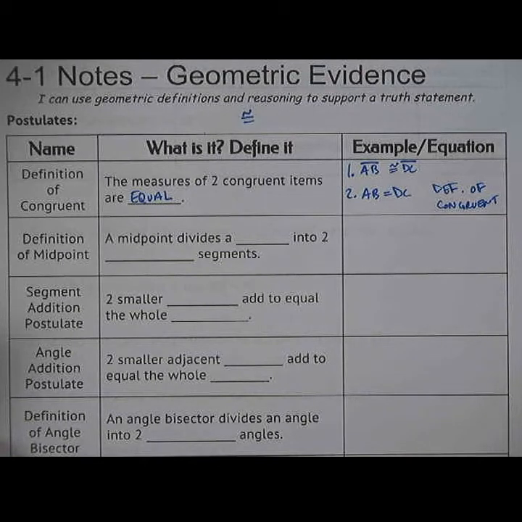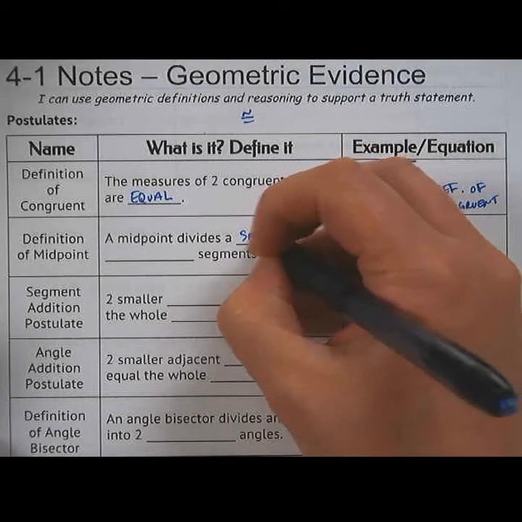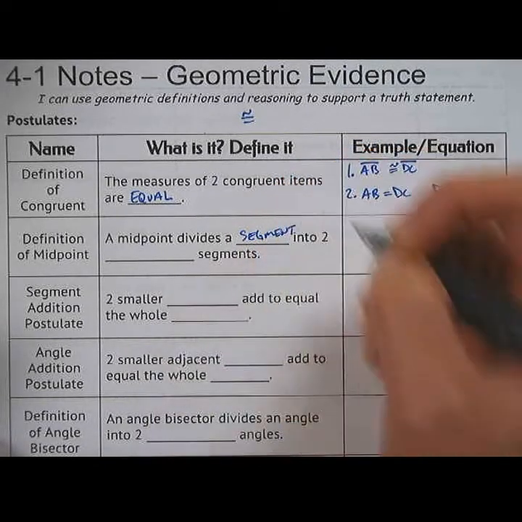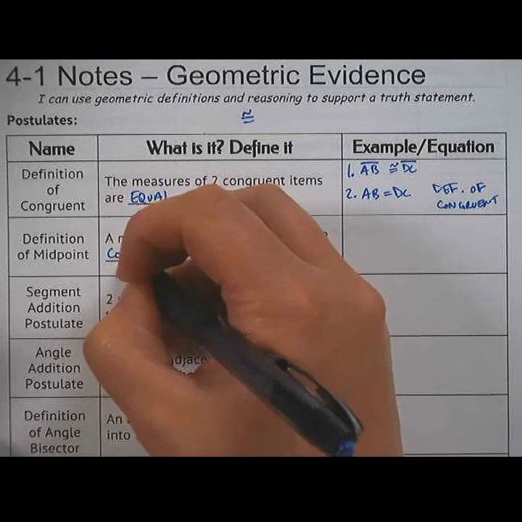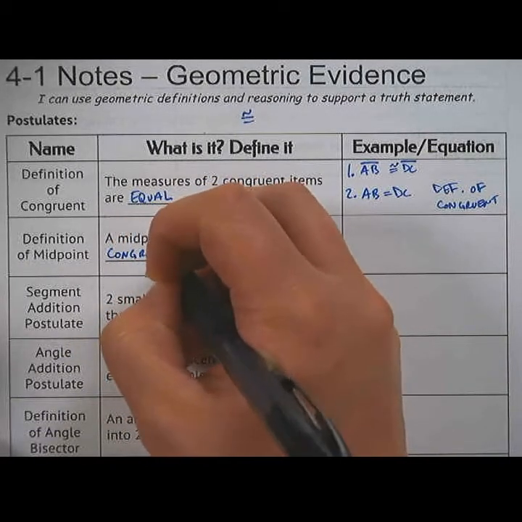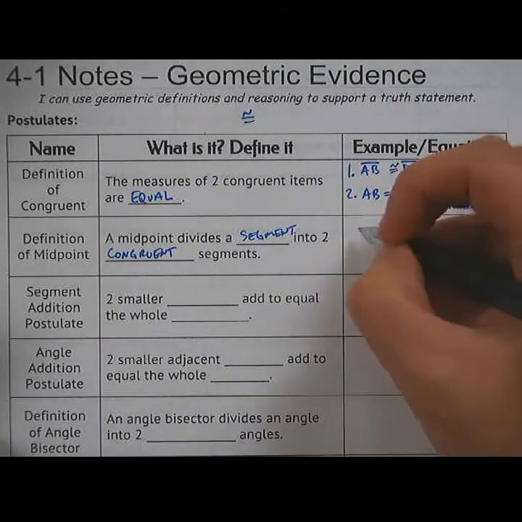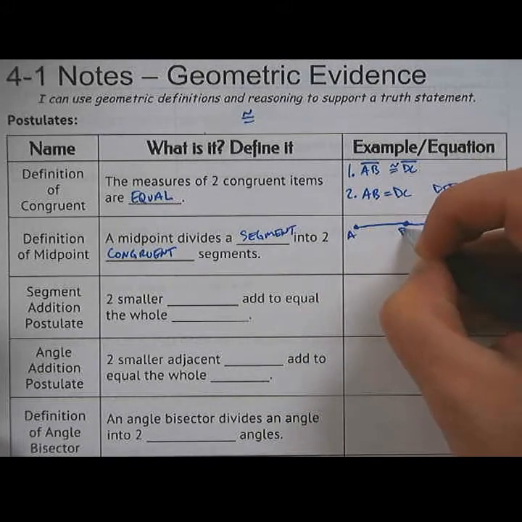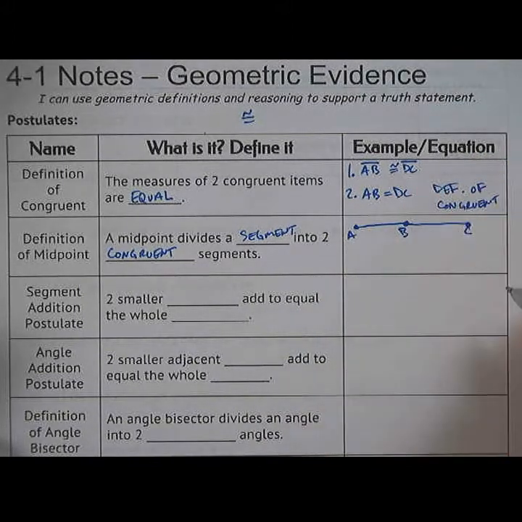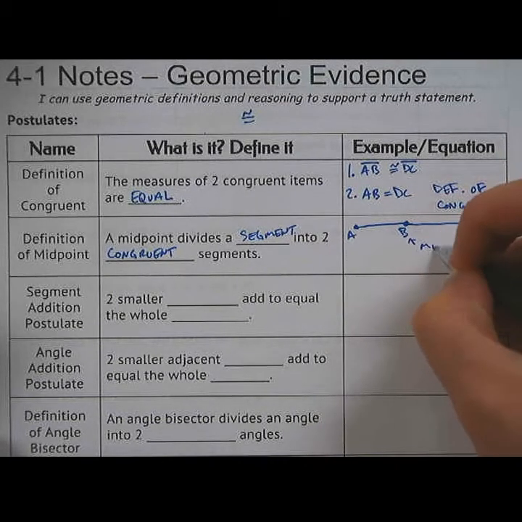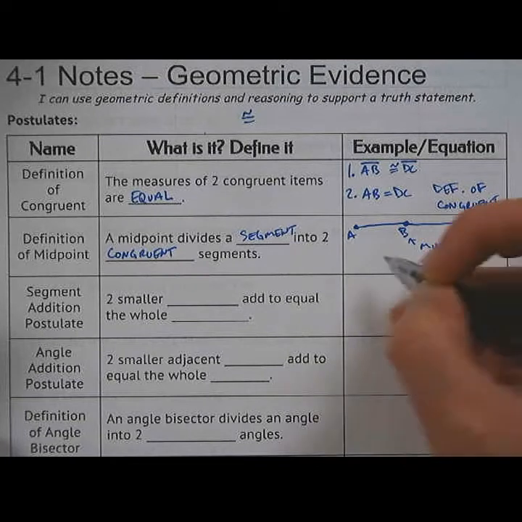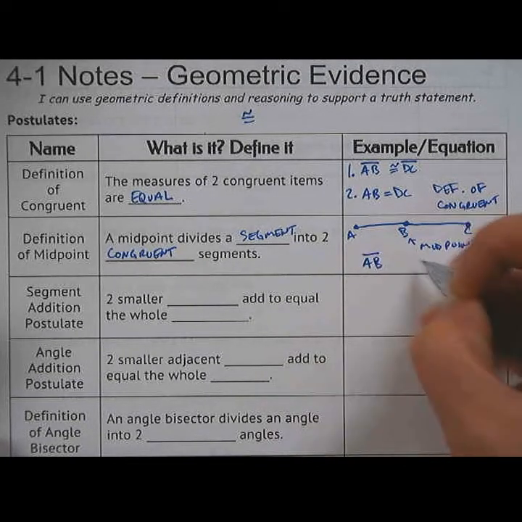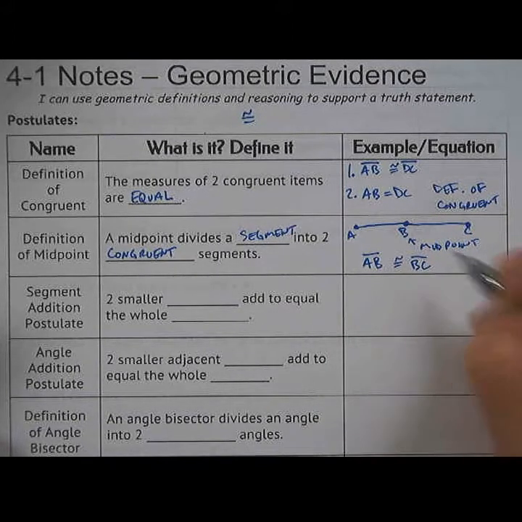Okay, the next thing we're going to talk about is midpoints. So a midpoint divides a segment, so a line segment, into two congruent segments. So if I have a line, A, B, C, those 3 points, if B is the midpoint, then I know that AB, that segment, is congruent to segment BC, because B is the midpoint.